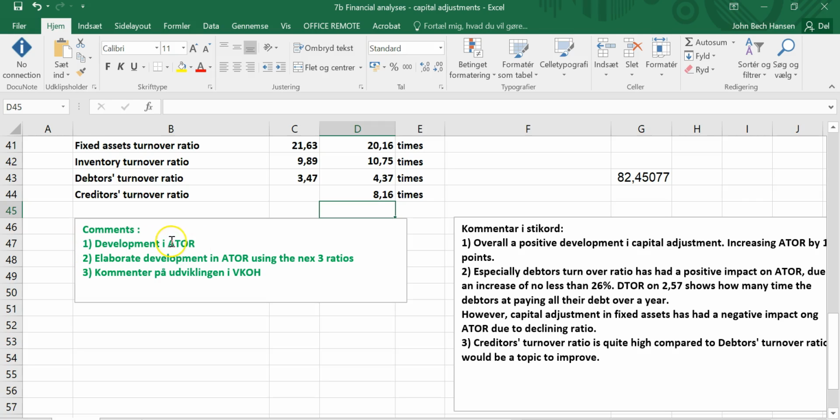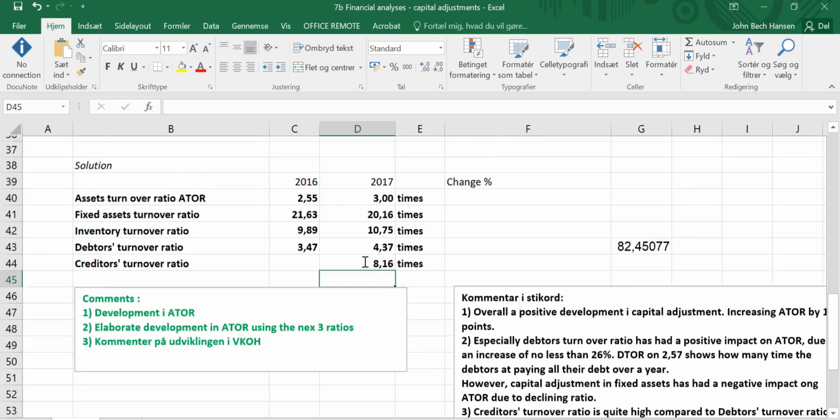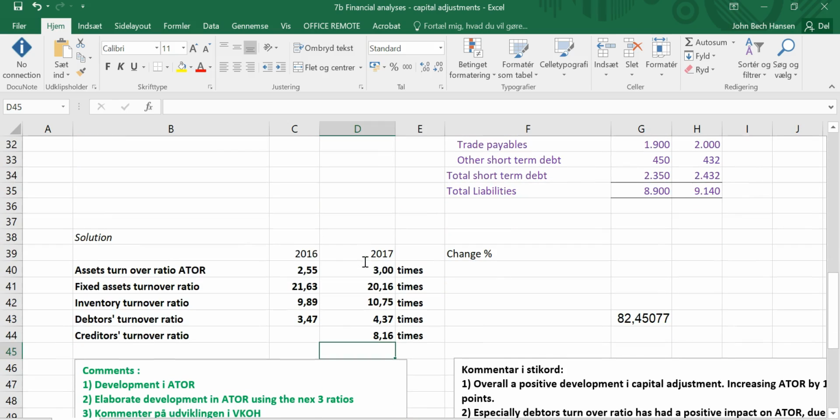So we'll talk about the level and the development of the asset turnover, and we can say why it is developing as it is, using the next 3 ratios to explain it. And in this case here, we can say, well, we have an improvement in the assets turnover ratio, and it's probably due to the inventory and debtors very good development, because the fixed assets turnover has actually not improved.